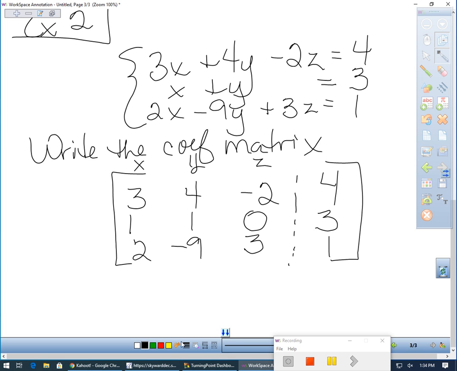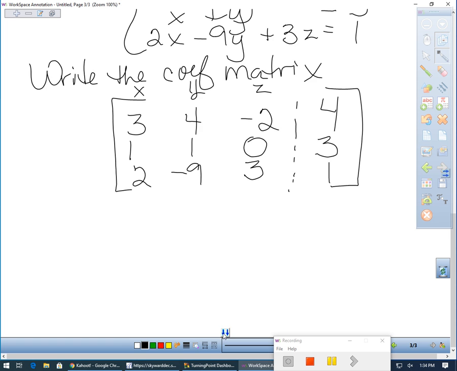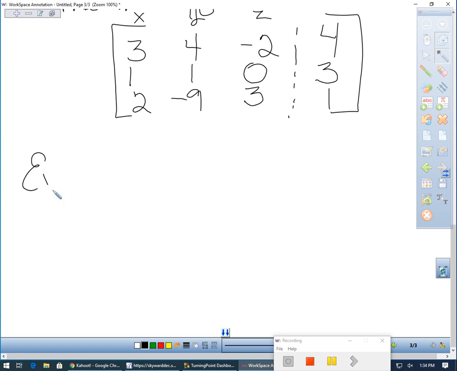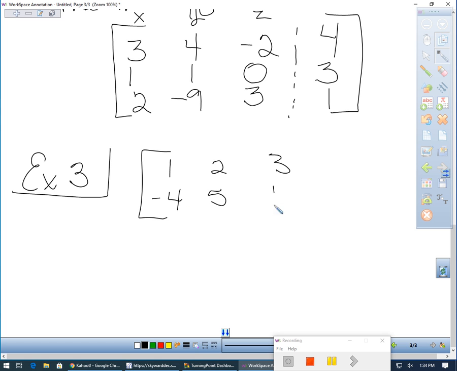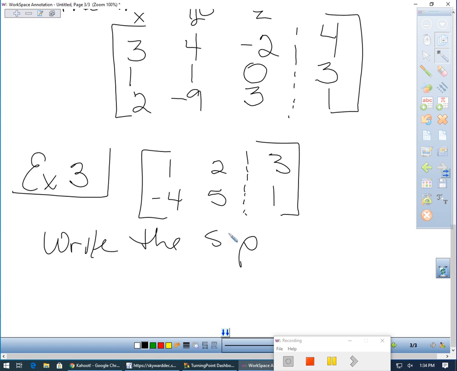Okay? All right. So then example number 3, we can also go the other direction. So if I gave you a matrix of 1, 2, 3, and negative 4, 5, 1, and maybe I put a little dash here to help you, I want you to write the system.